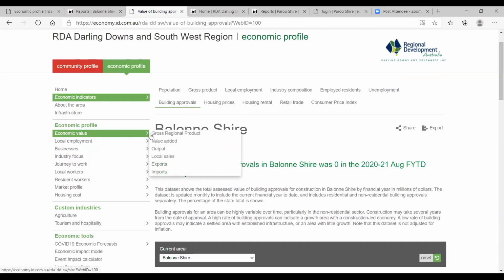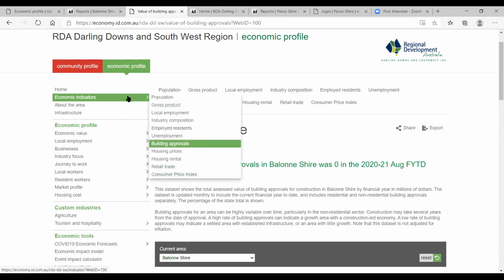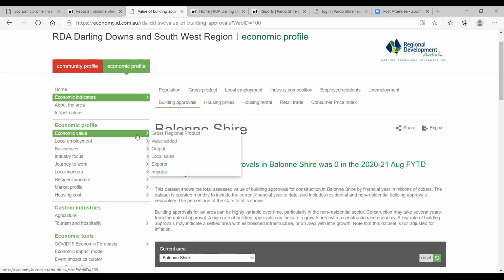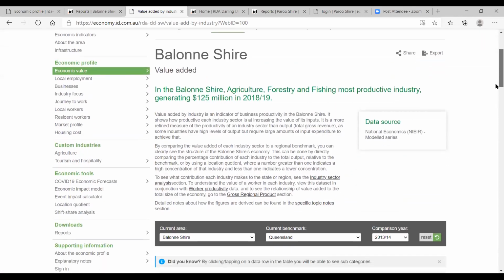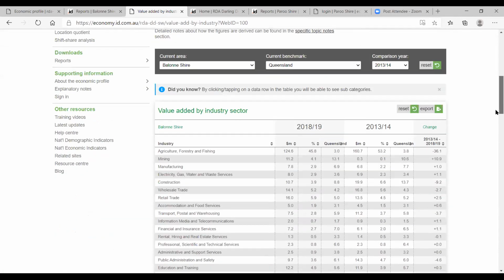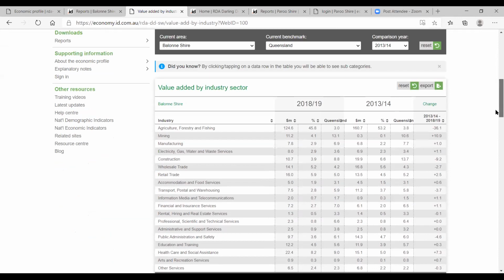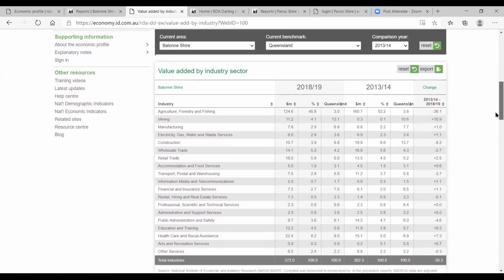Okay, the next thing I go to. I've gone to economic indicators and that's given me all my headline data. The next thing I want to look at is my economic value. I go to economic value and I come down and click on the second one there, which is value added. The reason I want to look at the value added of all my industries is because I want to find out what is the most productive industry in the region, how productive they actually are, and have they improved their productivity over the previous year or not.